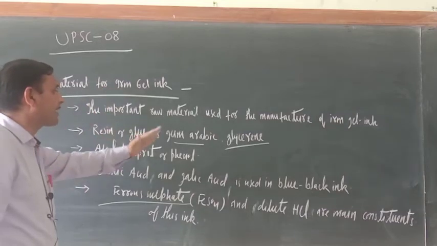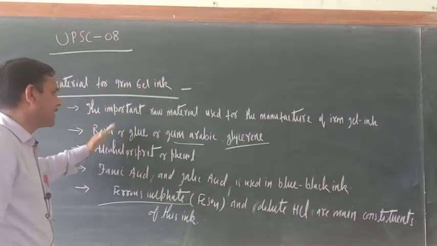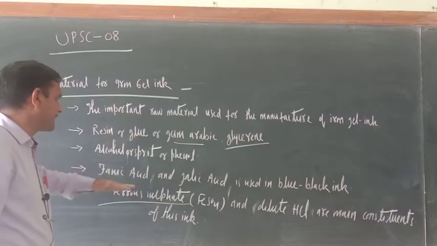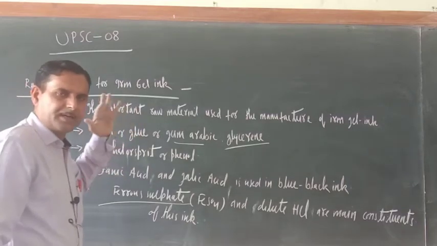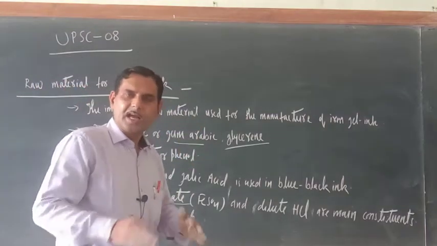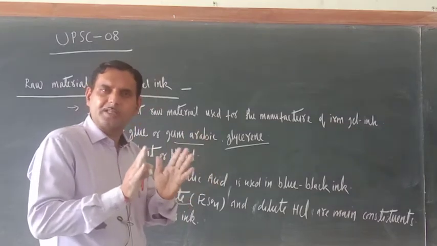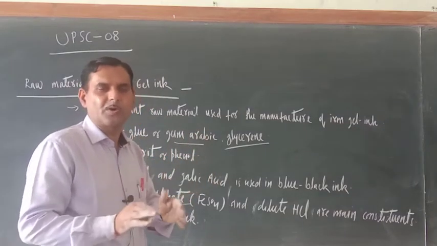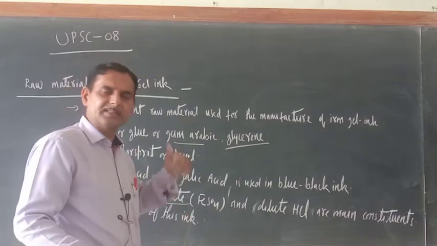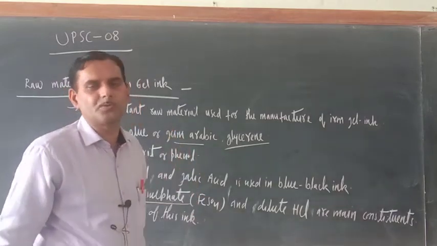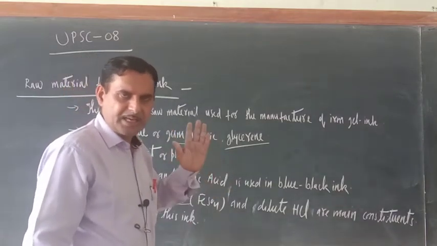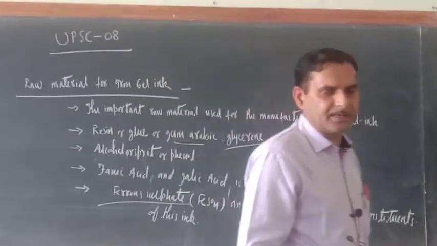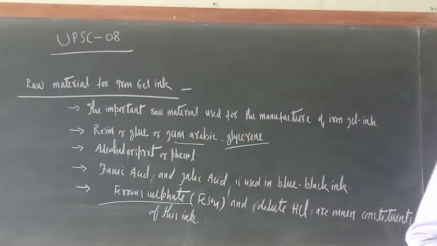That is why so many raw materials are used here: resin, glue, gum arabic, glycerine, alcohol, spirit, phenol. So many things are there, and all constituents have their important functions. Some of the functions I told you in the first type of ink. In this way, ink is completed. Now the second important compound is paper.